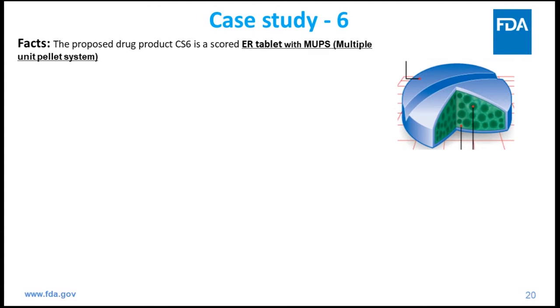Okay, this one is more fun. I think some of you, when you see this picture, already have some idea of what product this is, if you have been in this area for a long time. This is a scored ER tablet with multiple unit pellets compressed inside the tablets, and between the pellets there are some extra granular or extra pellet materials like the cushioning agent. For this one, they have something else that could cause problems as well.